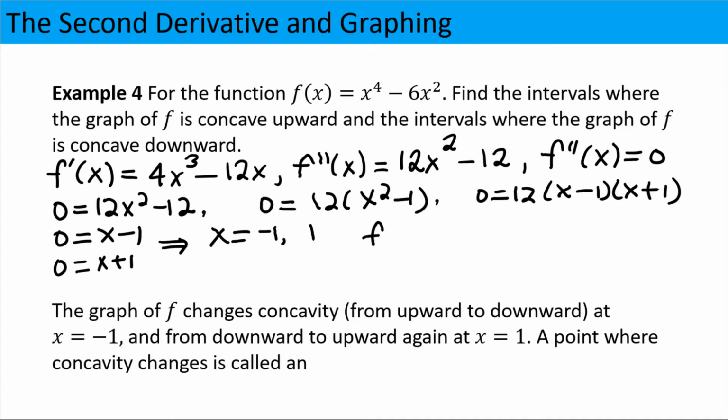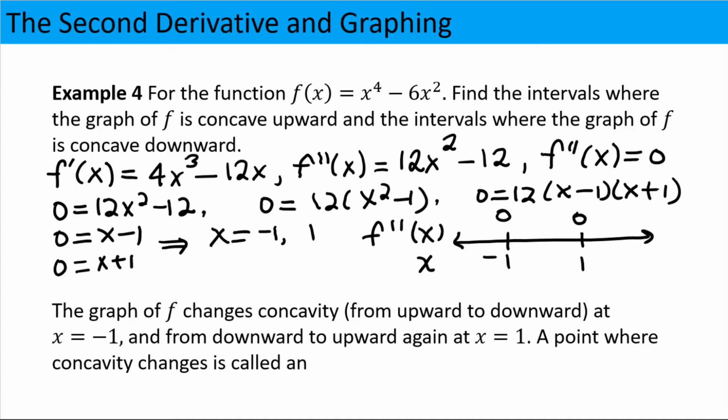Now let's make a number line sign chart for the second derivative. We write f double prime of x a little bit above the line. I'll write x below the f double prime of x. We know that when x equals negative 1, the second derivative is 0. That's what we solved for. And when x equals positive 1, the second derivative is also 0.